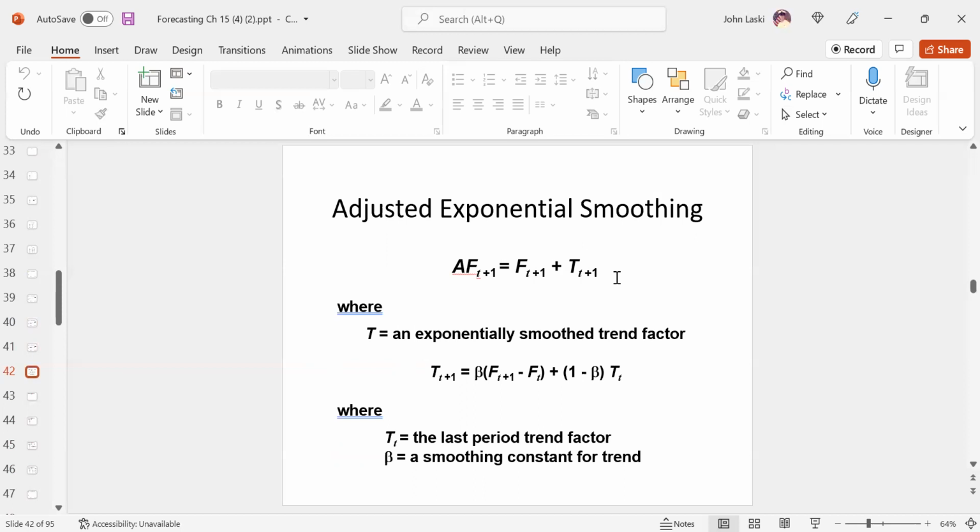I hope to be over this stuff soon. I apologize again. We add to that the underlying trend, be it a positive trend, presumably, or a negative trend, whatever. So T is an exponentially smoothed trend factor. And we get that trend by introducing something called beta.